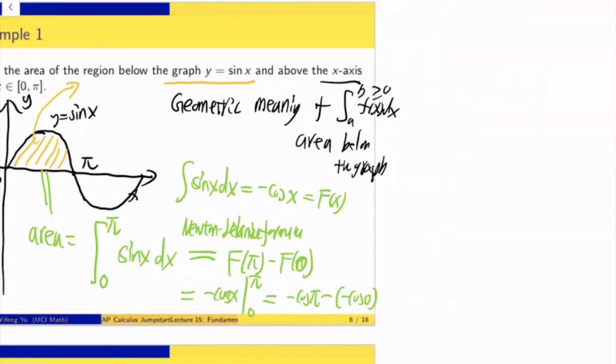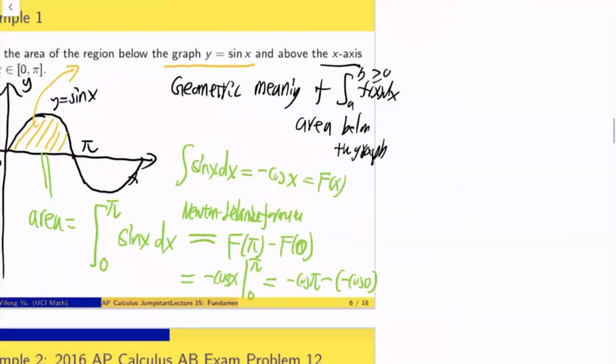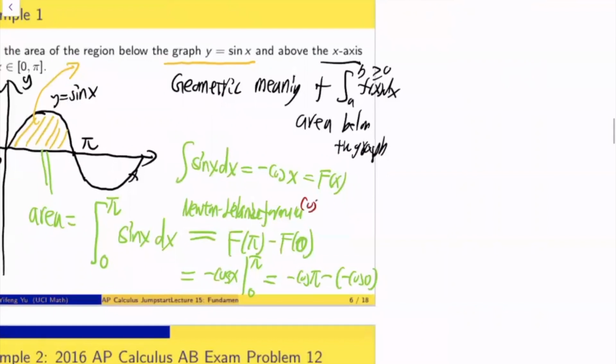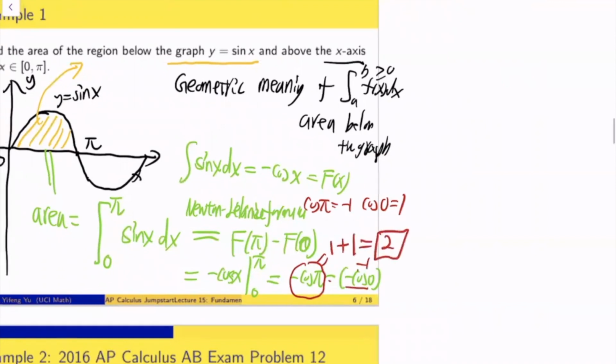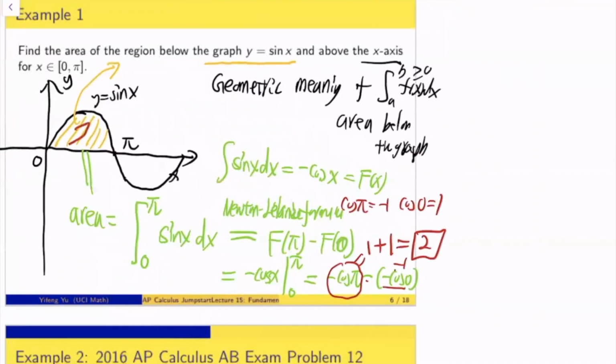Okay, what do we get? Cosine pi is -1, and cosine 0 is 1. So negative cosine pi is negative of -1, which gives +1, and minus negative cosine 0 is -1, so the final answer is 2. So 2 is the area below the graph of sine x between 0 and pi.